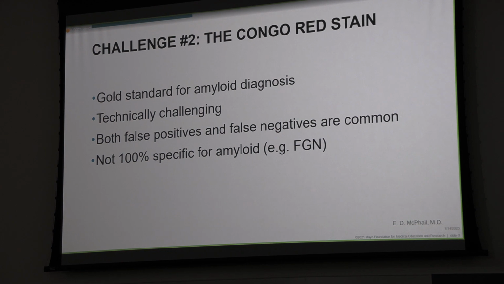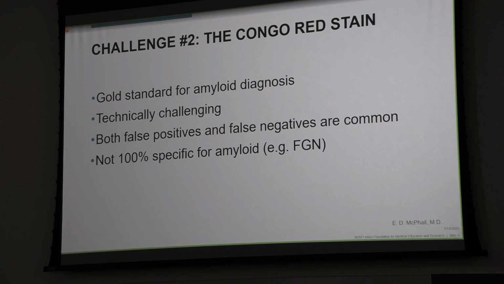The next challenge is the Congo red stain. We all talk about that like we just do it and that's the end of it. And in fact, it is the gold standard. It's a cheap stain. It's been around forever. It's in some ways easy to do, but it's technically challenging. So everything has to be perfect. The pH has to be perfect. Everything has to be made up freshly. The thickness of the tissue has to be correct. Everything has to be correct for this test to work. Otherwise, you wind up with false positives and false negatives.